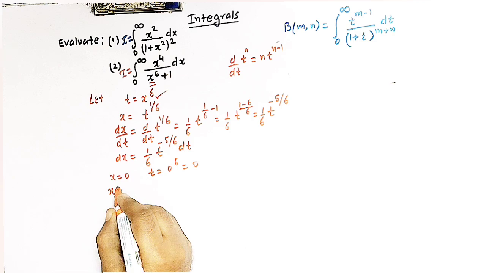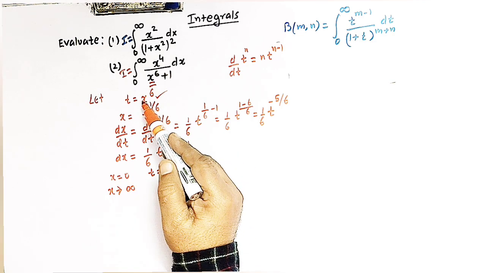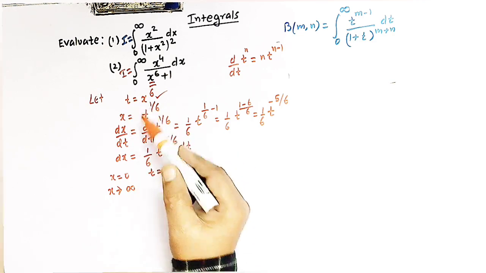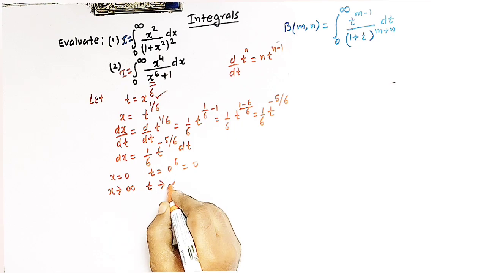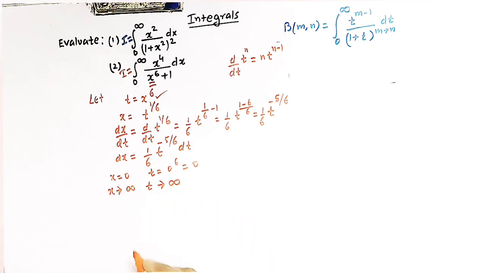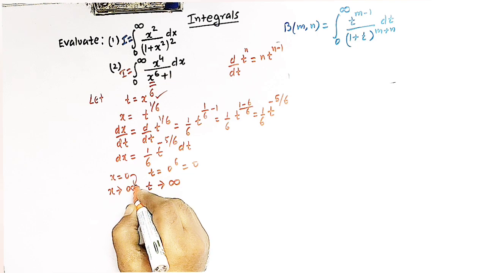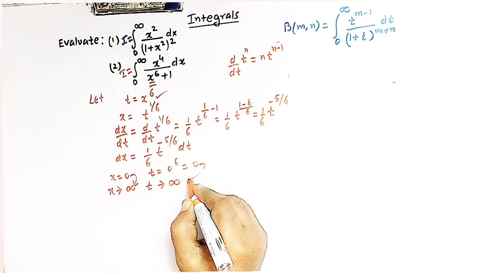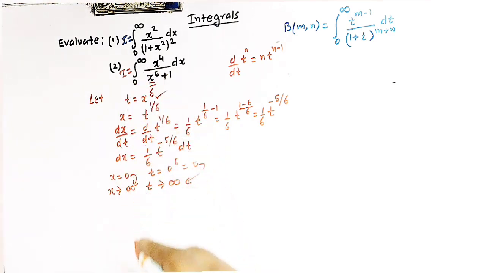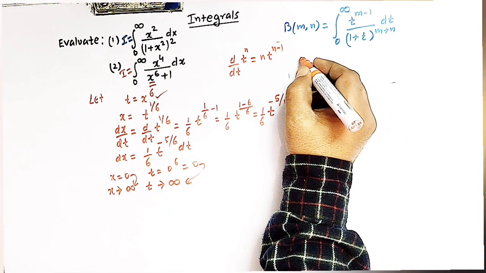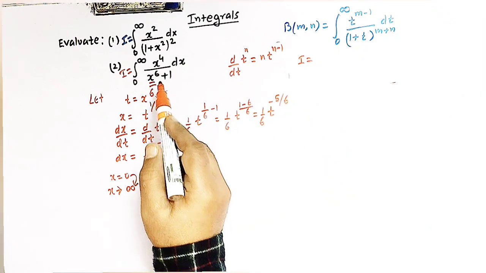And when x tends to infinity, then from this relation we can easily conclude that t also tends to infinity, right? So when x varies from 0 to infinity, t also varies from 0 to infinity. So in this case also the limits remain the same. So now let us write this integral I in terms of t.